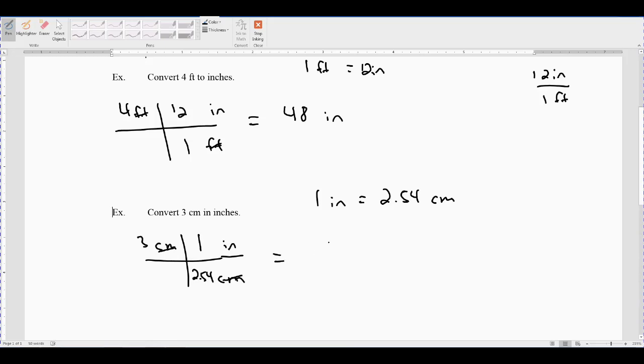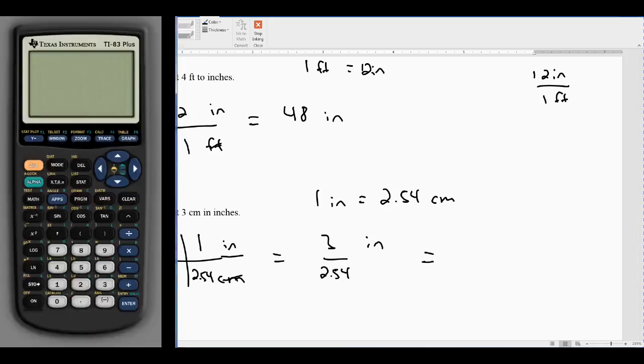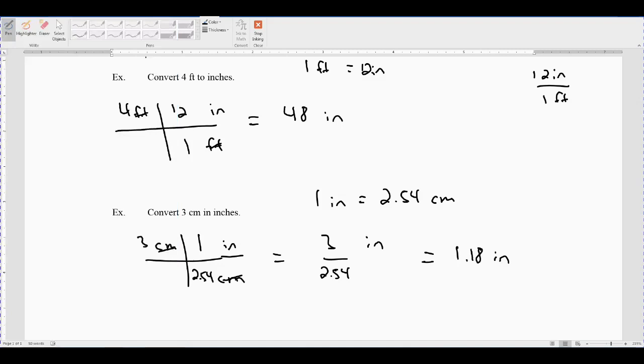These centimeter units cancel out. Then we multiply straight across. 3 times 1 is 3 over 2.54. And then we have inches left over. Take out your calculator. Type in 3 divided by 2.54. We round it off to 2 places, 1.18 inches. And that's how we're done.